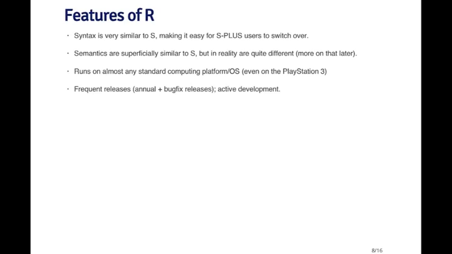One of the main benefits of R is that it runs on pretty much any standard computing platform or operating system. Mac, Windows, Linux, whatever you want, even on your PlayStation 3. And there are frequent releases. So there are annual major releases, and often there are bug fix releases in between. So there's very active development going on, and so things are happening.